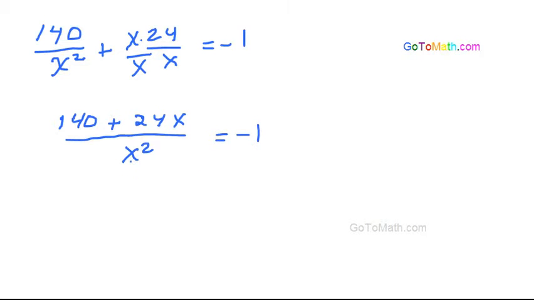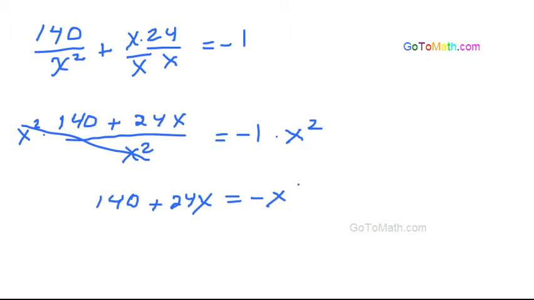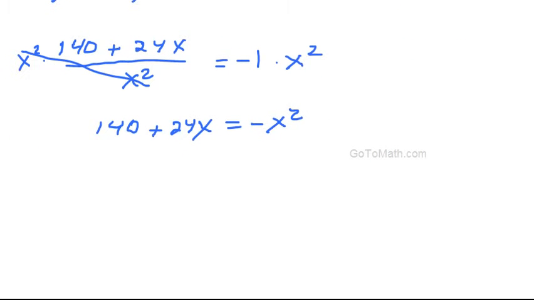Now what I can do is multiply both sides by x squared, and that'll get rid of that. So now we're left with 140 plus 24x is equal to negative x squared. Negative 1 times x squared is just negative x squared. Now what we can do is bring that x squared over to this side. That'll make it a positive x squared, plus 24x, we'll write this in standard form, and then plus 140 is equal to 0.